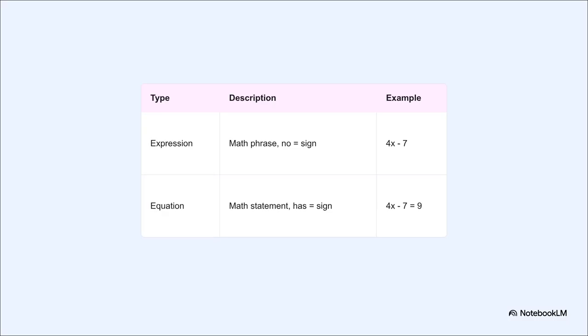Okay, so let's just lay it all out side by side. An expression? That's just a phrase. It's kind of like an unfinished sentence. But an equation, because it has that equal sign, is a complete statement. It's a full sentence making a claim. That one little symbol really is everything.